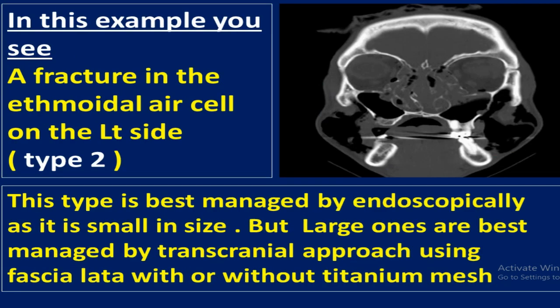In this example, you see a fracture in the ethmoidal air cells on the left side, i.e. it is type 2. This type is best managed endoscopically as it is small in size, but large ones are best managed by transcranial approach using fascia lata with or without titanium mesh.